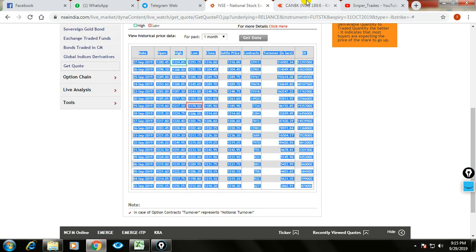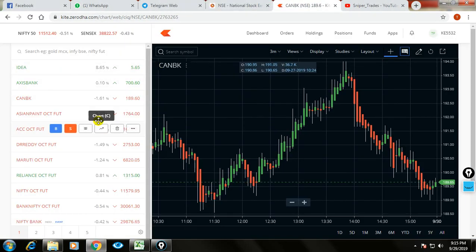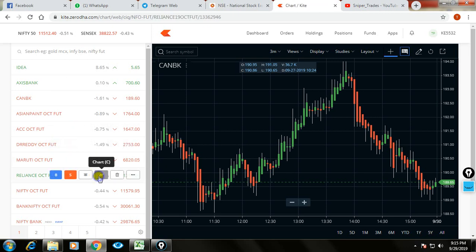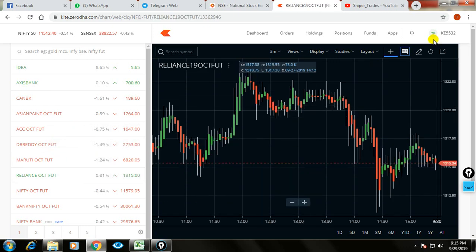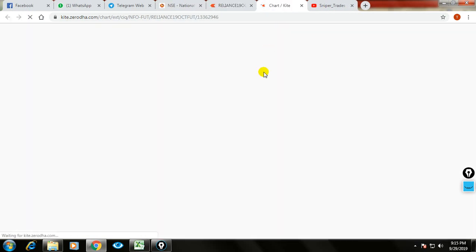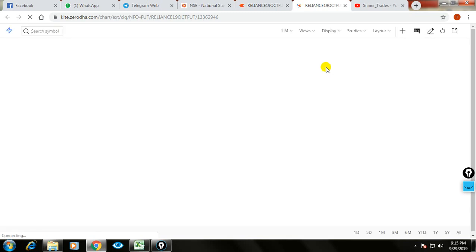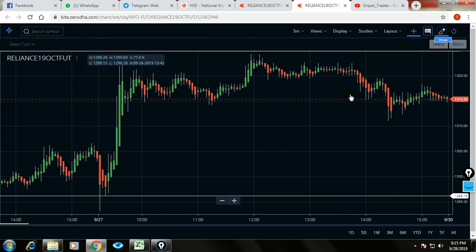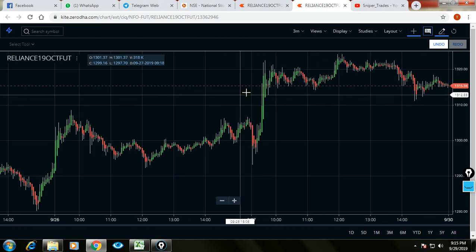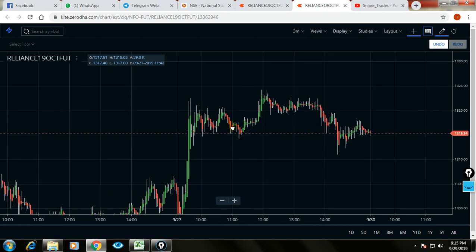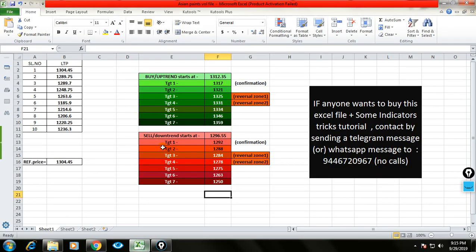Now we are going to go to the charts and backtest the levels. We are going to the Reliance chart. I am using here 3 minute Heikin-Ashi candles. Now what we are going to do is mark horizontal lines in this chart for the uptrend and downtrend levels. The levels for 27th September, according to our calculation: the uptrend starts at 1312.35. So we are going to mark a horizontal line at this price level.